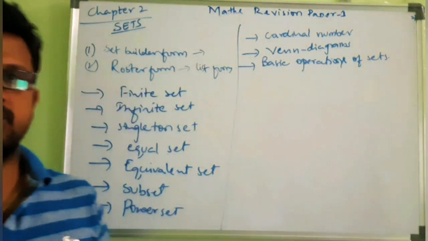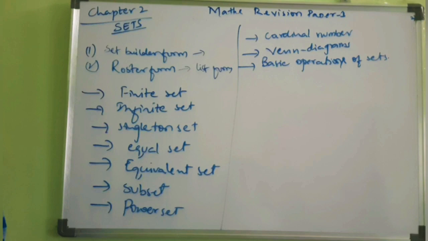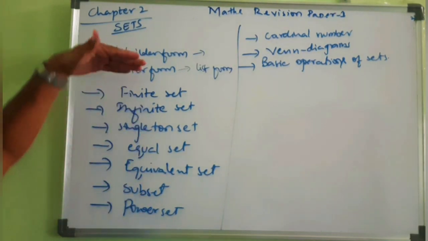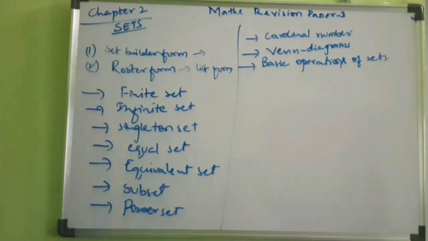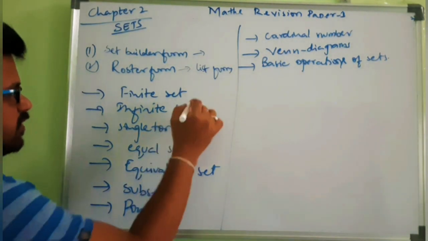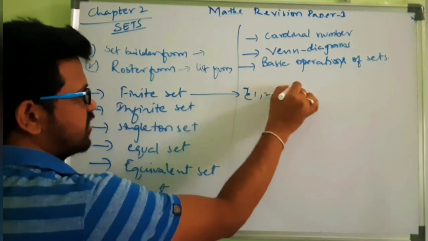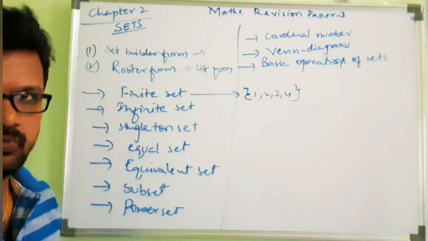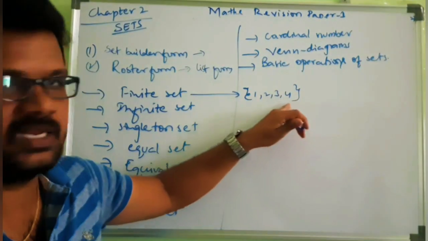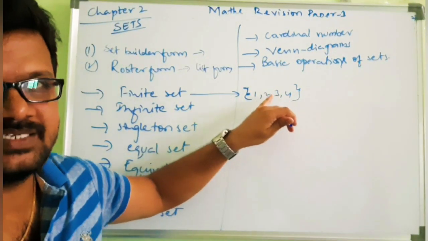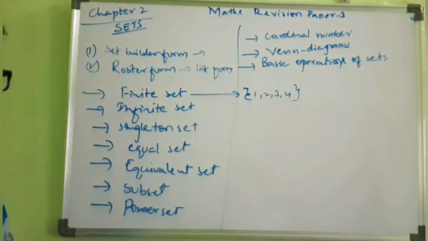Basic operations of sets. These are very easy topics, so you already practiced well. Finite set, infinite set. For each and every one I'll give an example for each and every type. Finite set, see, set of 1 2 3 4. So finite set means there are countable elements in that particular set.